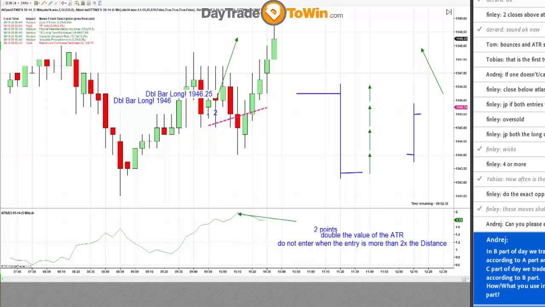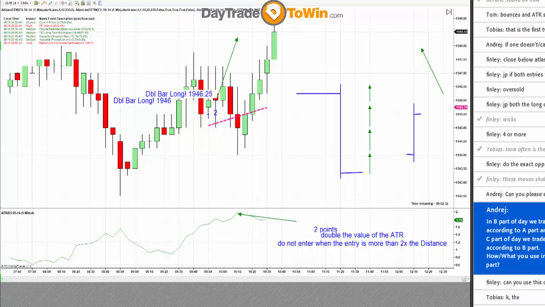Andre says here, in the B part of the day, we trade according to A part. In C part of day, we trade according to the B. How do we use the A in the part?